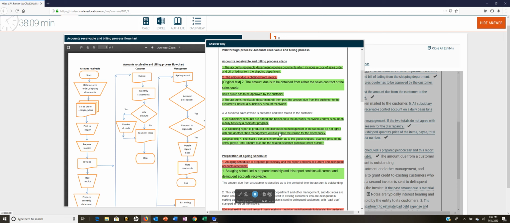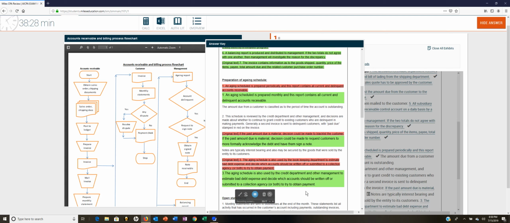Number 6, a balancing report is produced and distributed to management if the two totals do not agree with one another. That's correct. And the original text for number 7, the invoice contains information as to goods shipped, quantity, price, and items in the related customer order. That's correct. Good.